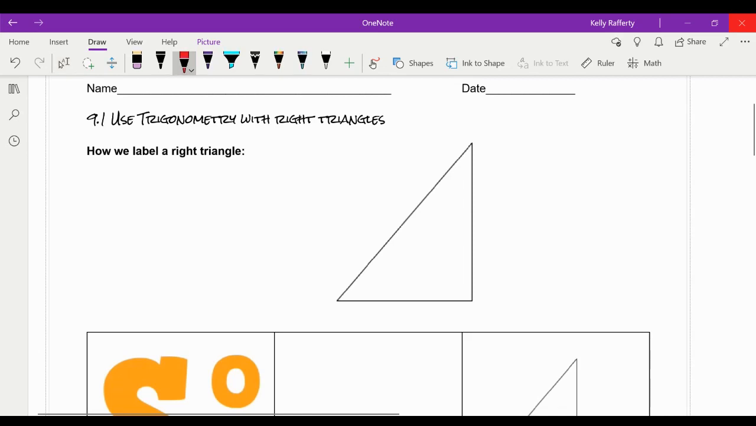I'm hoping a lot of this is familiar from geometry, so I'm going to run through it kind of fast to start. We're starting off with SOHCAHTOA, so that's trigonometry, our sine, cosine, and tangent. The first thing we need to do is figure out how we label our triangle. This is a right triangle, and we're going to be focusing on this angle right here. A lot of times we'll use theta, that Greek letter, to represent an angle measure that we're looking for.